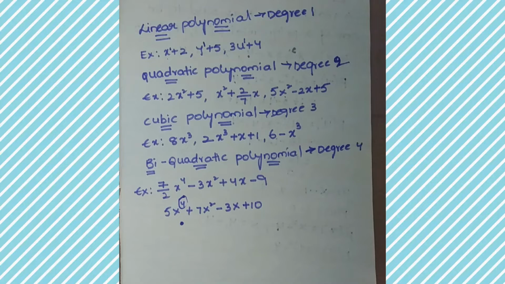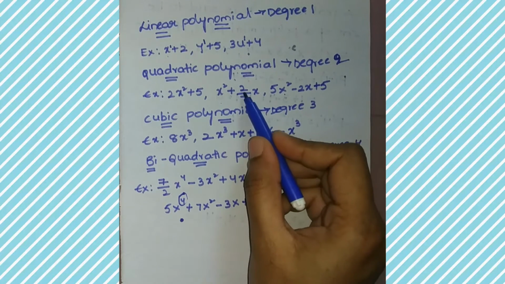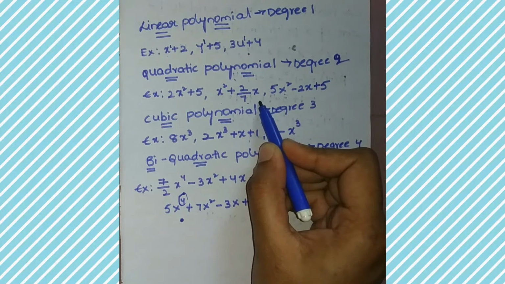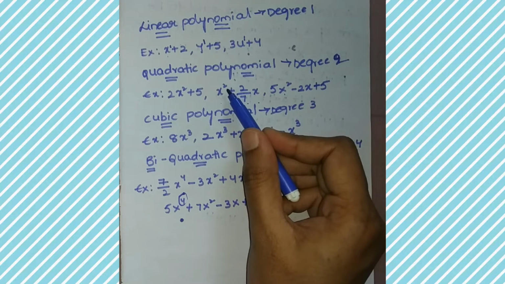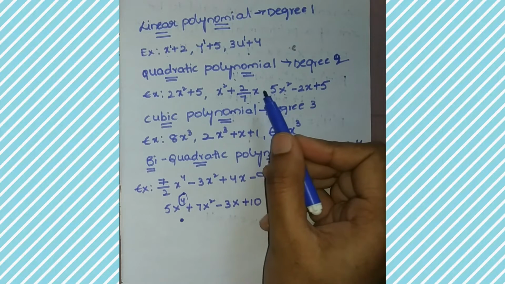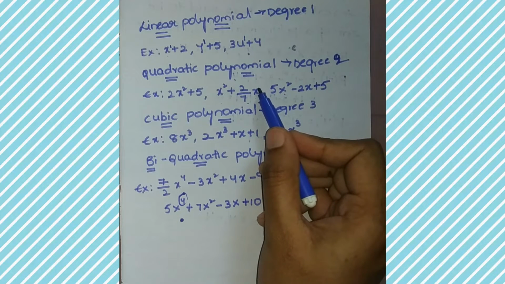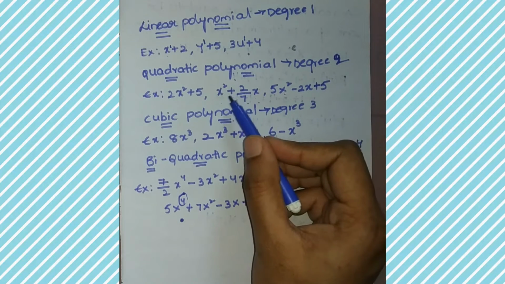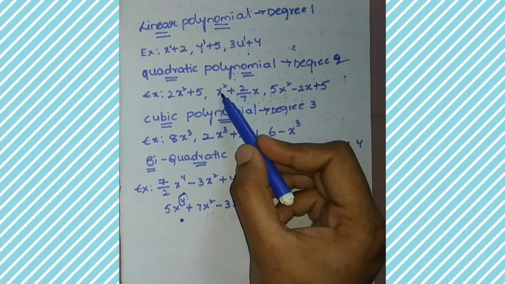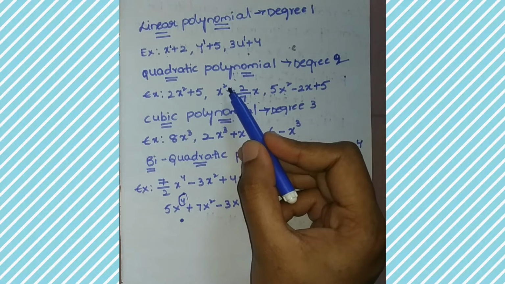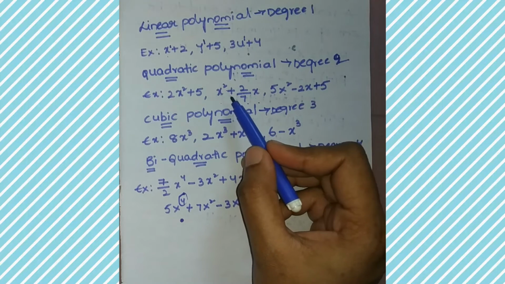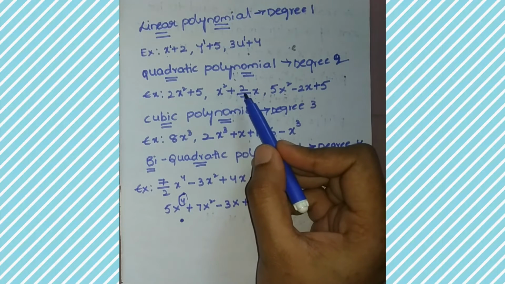Another example, x square plus 2 by 7 x. In this polynomial, x square is having power 2 and x is having power 1 and degree is equal to the highest power. So the highest power is 2. So degree is equal to 2. So this polynomial is called a quadratic polynomial.